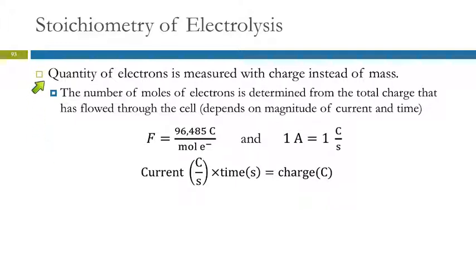It's so funny. Okay, so we measure electrons with charge instead of mass. And so we've got our Faraday constant, 96,485 coulombs per mole of electrons. And we remember that 1 amp, that's a measure of current, is 1 coulomb per second. So we've got coulombs here, we've got coulombs there, and we've got seconds. So the current in coulombs per second times time will give us the charge. And basically problems like this just come down to unit analysis. Put these different things together so the units work out.